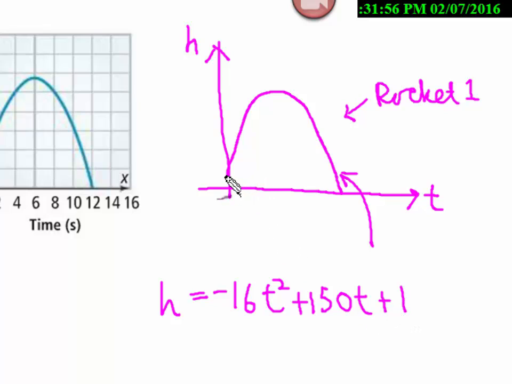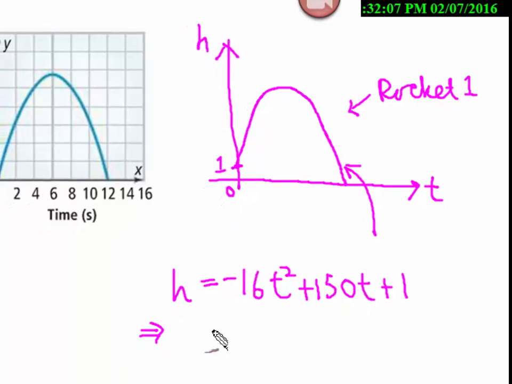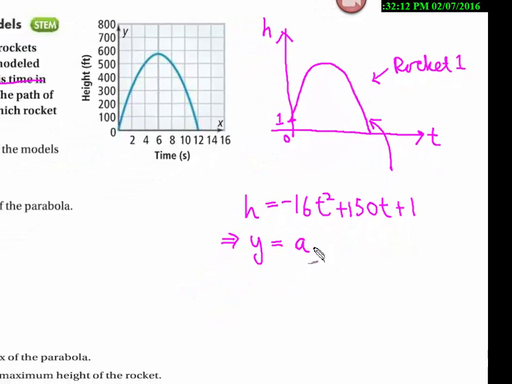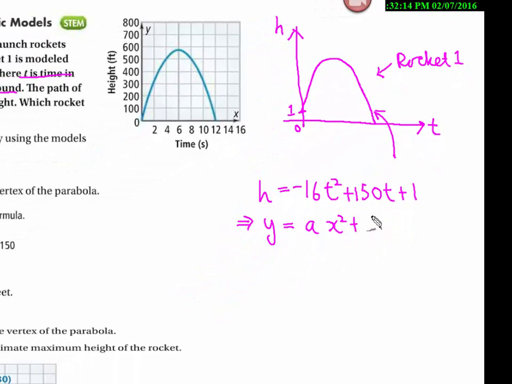I find it interesting because, even at time 0, since c is equal to 1, there's still 1 foot above the ground at time 0. Anyway, if you cannot recognize the form, it's always in the standard form, ax squared plus bx plus c. So c equal to 1, which is the y-intercept I just talked about. b is 150 and a is -16.